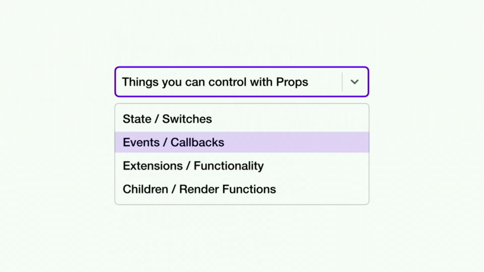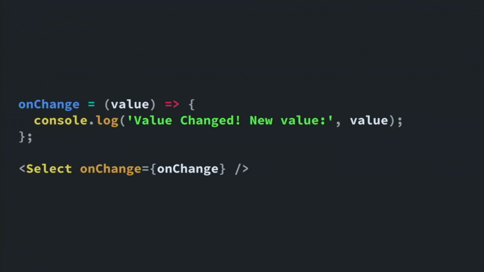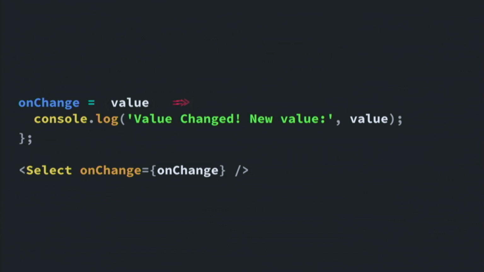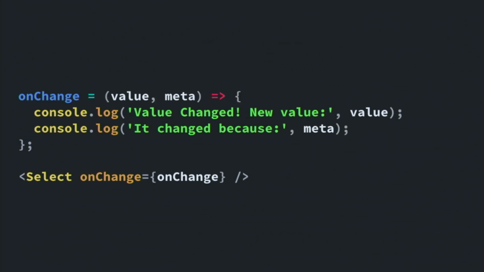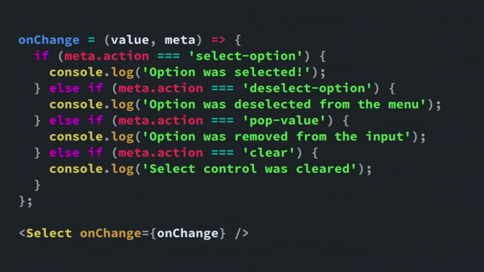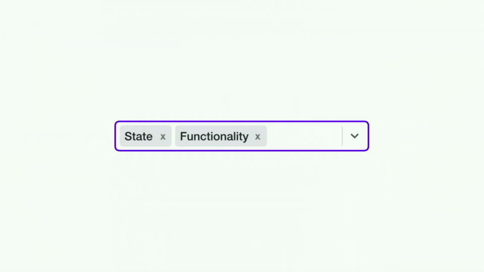So going back and having a look at events again in the context of supporting extensions, originally we just had this onChange which would send you a value. We added meta into that to say why it changed. And that's also really powerful for extension authors because you now know, oh, this value was changed because the user added an option or removed an option or cleared the control, all that sort of thing. So that's the state and functionality out of the way.